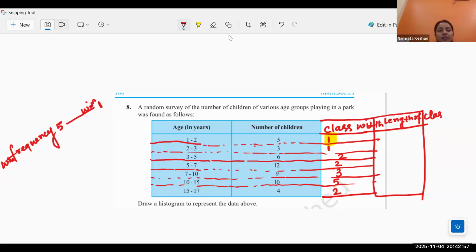Here it is not making sense, let me take the third one. When the frequency is 6, the class width is 2, right? Yes. When the class width will be 1, the frequency will be 6 by 2. Yes or no? Is it making sense? Yes, ma'am. Okay, we'll be using this rule over here.